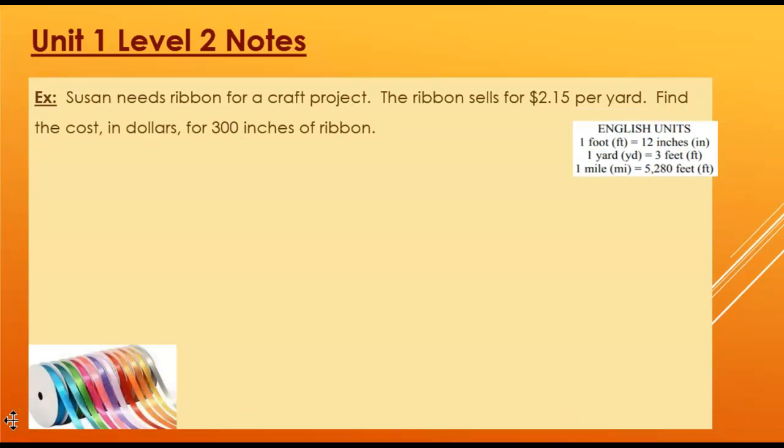Here's our last example. Susan needs ribbon for a craft project. The ribbon sells for $2.15 per yard. Find the cost in dollars for 300 inches of ribbon. Well, I know it's $2.15 for every yard, so that is like having a conversion there. And we need the money for 300 inches of ribbon.